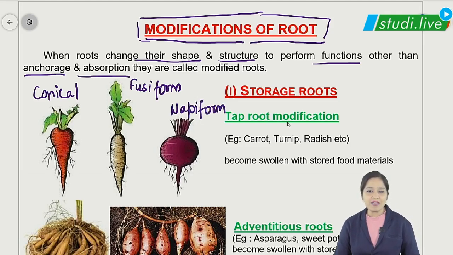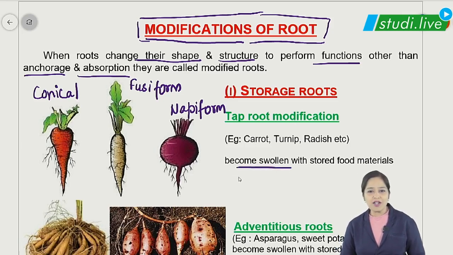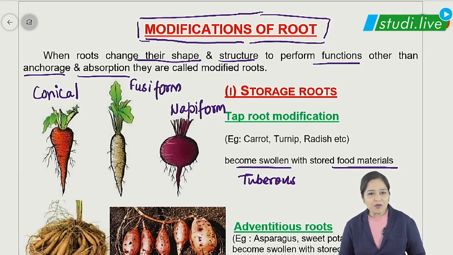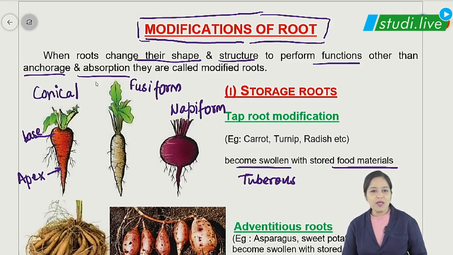When we say they are swollen, it means they are tuberous. Why are they swollen? Because they have stored food materials. In case of carrot, we can say the base is broad and they have a narrow apex. Whereas in case of fusiform, we can see the base is not swollen.